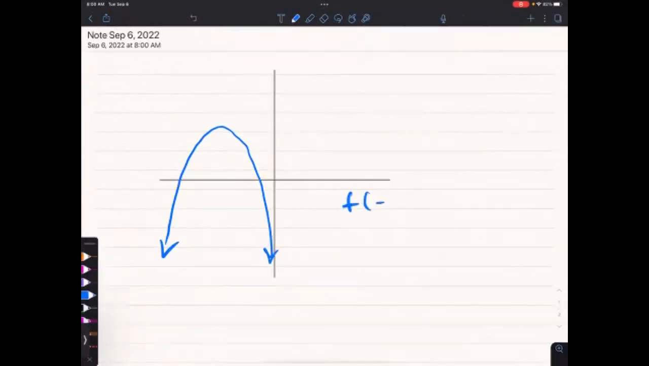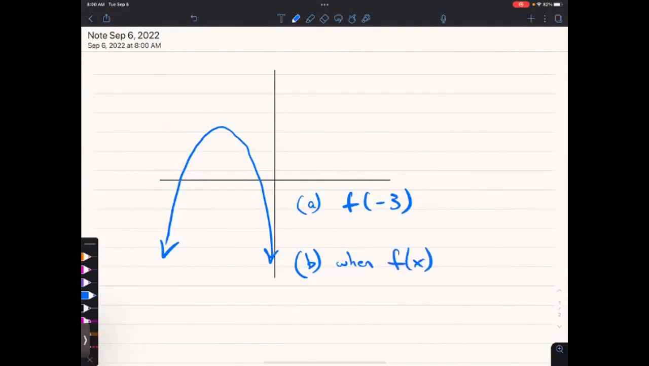To find f of -3. And then B, to find when f of x is equal to -3. Both of these are really just questions about finding points on the graph, right? In part A, what am I giving you? An x value or a y value? An x. So I'm asking for the y that goes with it then, right?